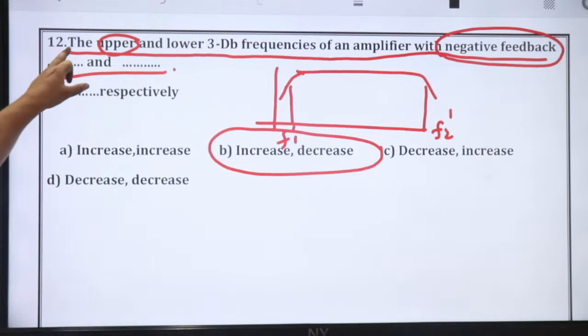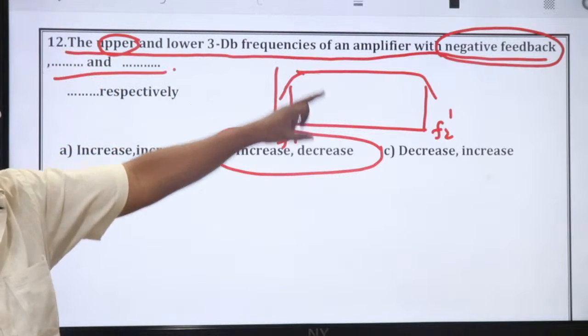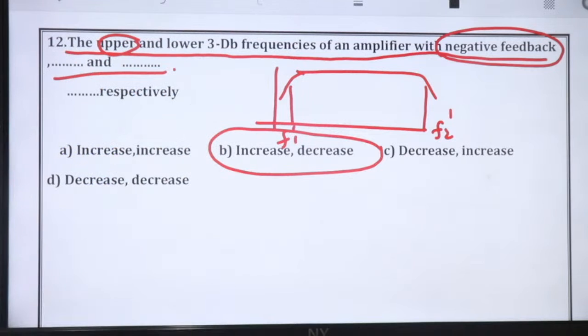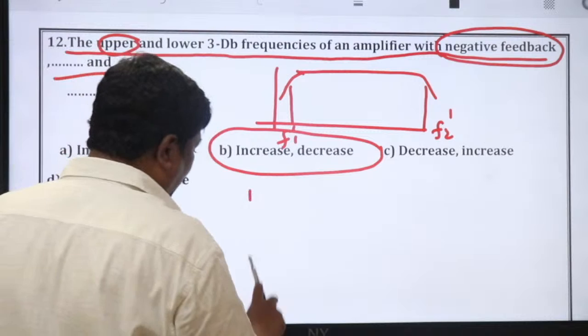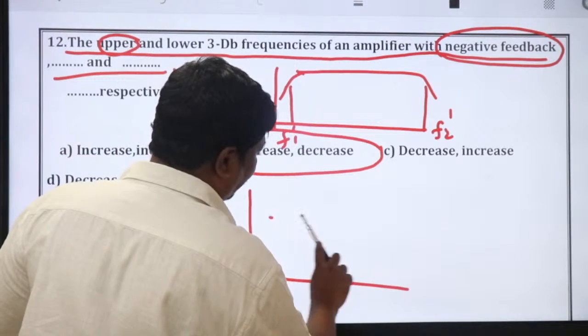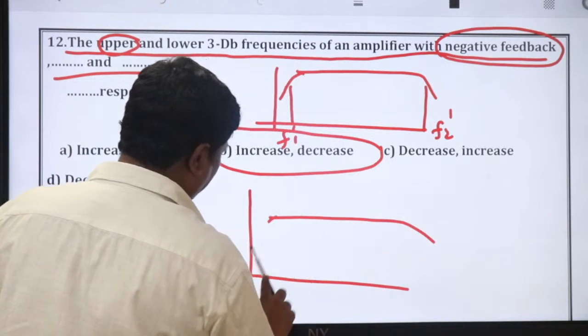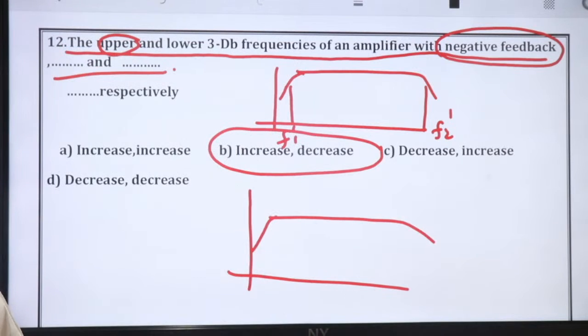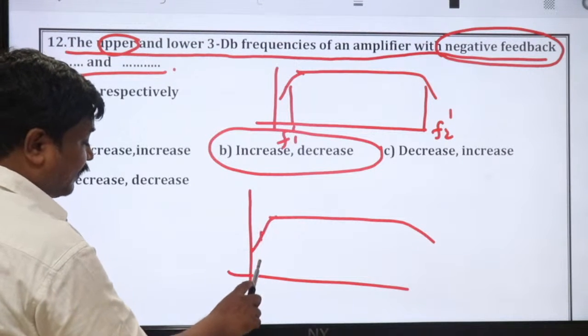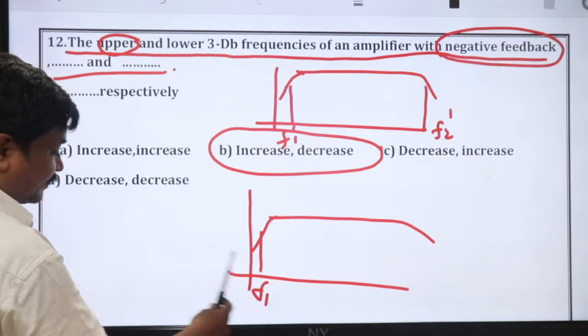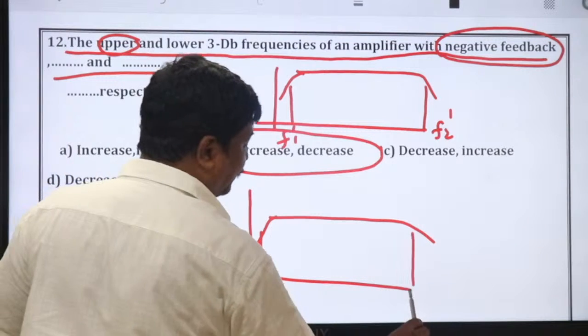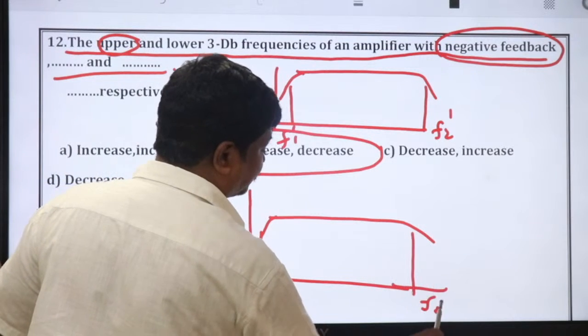The upper and lower 3 dB frequencies of an amplifier with negative feedback. Because of negative feedback, our bandwidth will increase like this. Bandwidth increases means your lower 3 dB frequency moves to the left side and the upper 3 dB frequency goes to the right side.